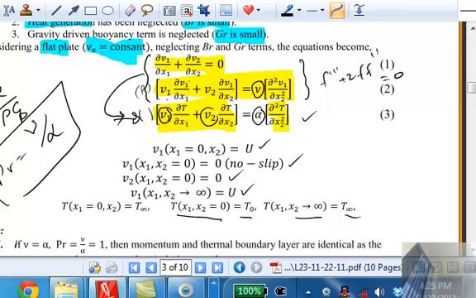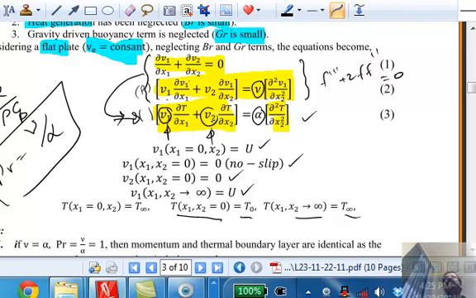Okay? So how can we solve it? You look at the structure of the equations. It's seen that the first two equations depend only on V1 and V2, and do not depend on T. So you could solve for V1 and V2 first, independently, without solving the energy equation. And then you take that V1 and V2 and put it in the third equation, because V1 and V2 appear there. So the temperature profile is affected by the velocity field, but the velocity field is not affected by the temperature field. Okay?